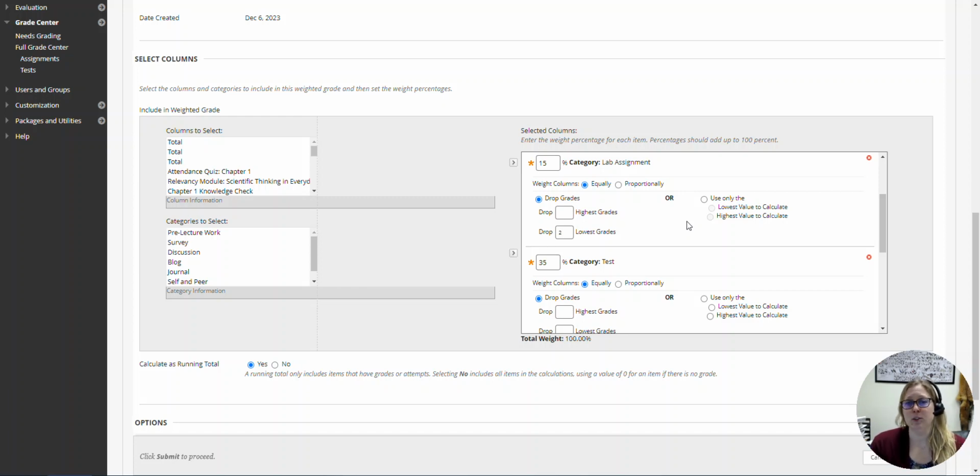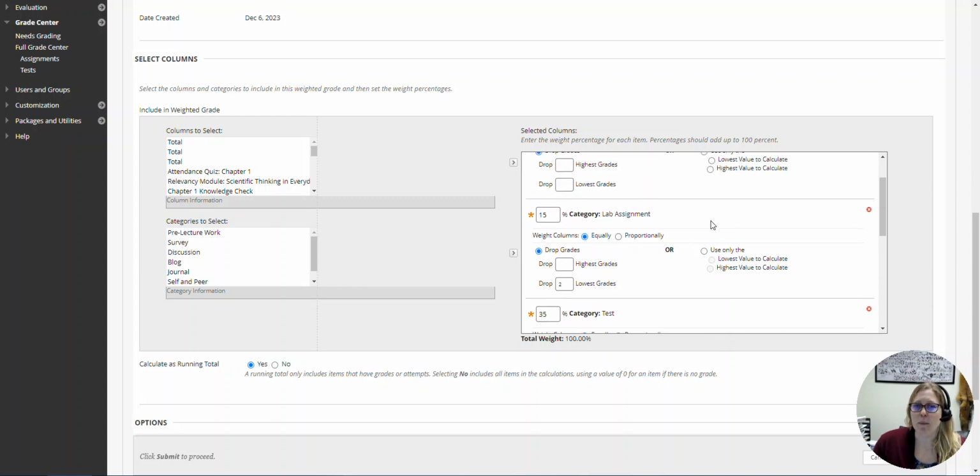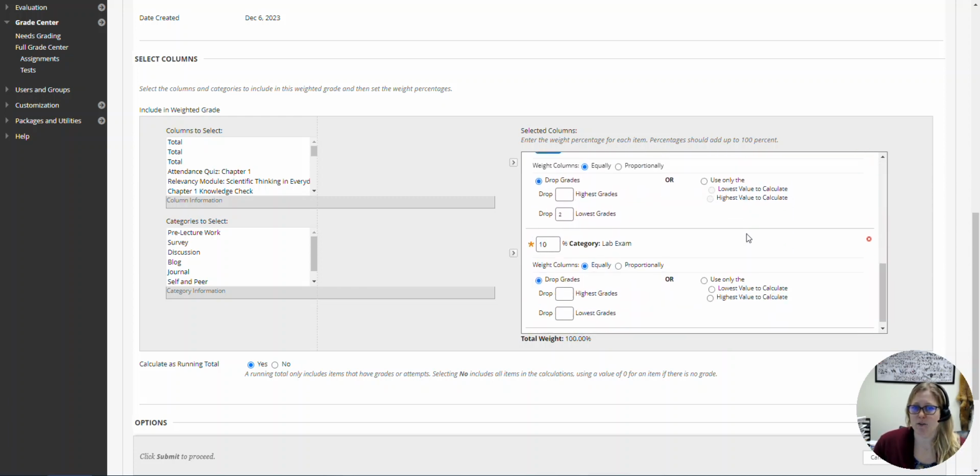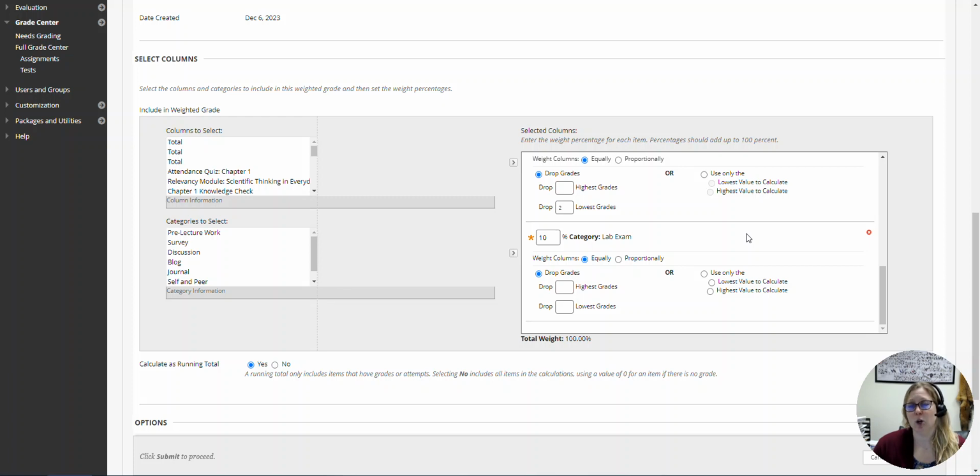And I do drop the 2 lowest lab assignment grades as well, because you are allowed 2 absences from lab. So if you turn in labs late, it's an absence, or if you end up not turning it in and it's a 0, that's still an absence, but that grade would get dropped, okay? You also have 2 lab exams that are worth 10% of your grade. 10% total between the 2 exams. The lab exams cover the first half of the semester on the lab midterm. The second half of the semester is on the lab final.